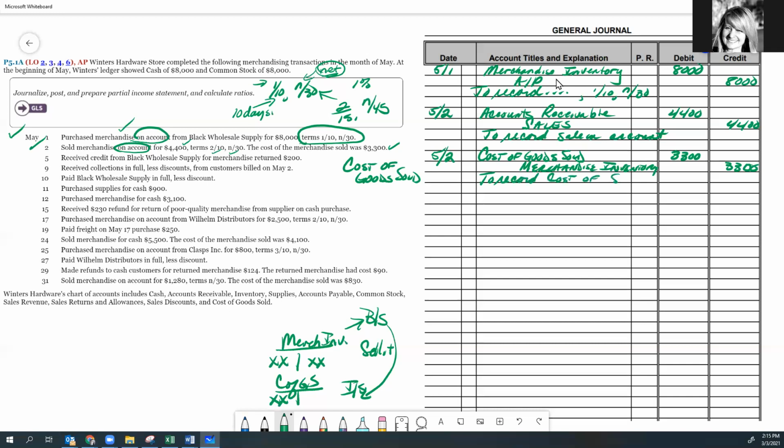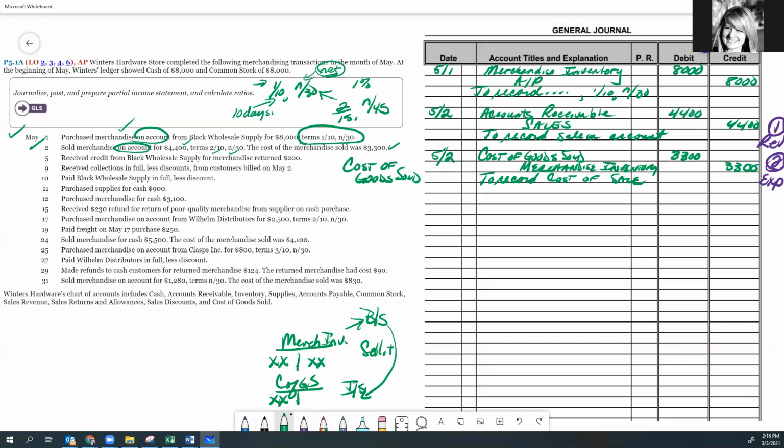So remember, perpetual inventory, which is primarily what we are going to work with in this class, every time you have a sale, you have 2 journal entries that you must do. One to record the revenue, and then one to record the expense. Okay, and thereby matching our expenses with our revenue. Okay, so that is on 5-2.